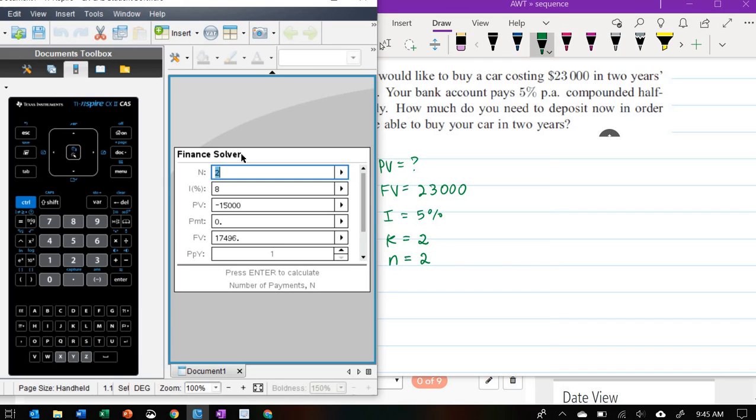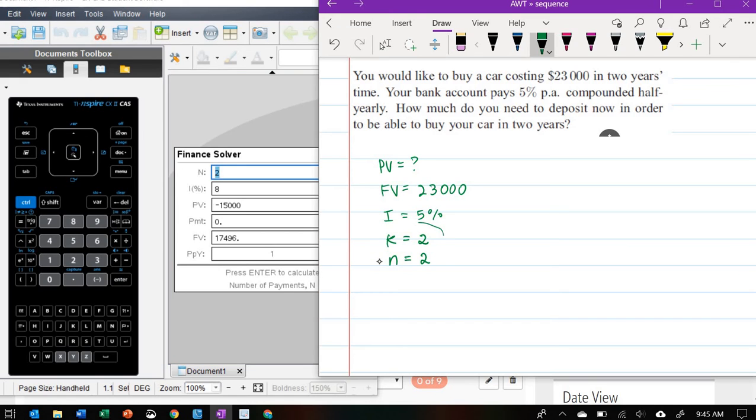Our old information is in here, so we're going to go ahead and clear that out. Okay, here's where we need to be careful. When we're using the finance app for a compound interest problem, we need to make sure that the N that we plug in, that big capital N, is actually K times N. Because remember, that's an N.